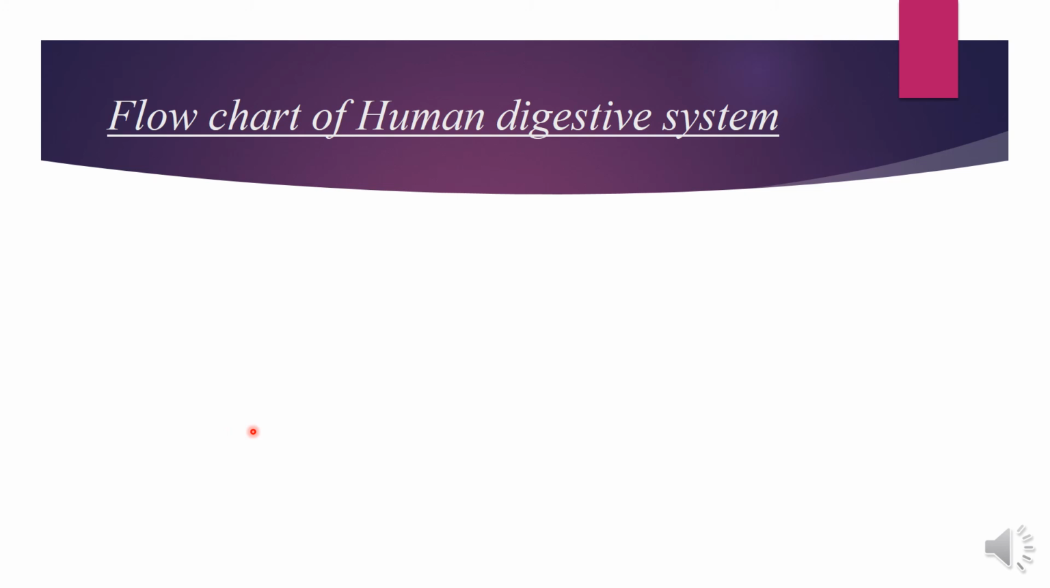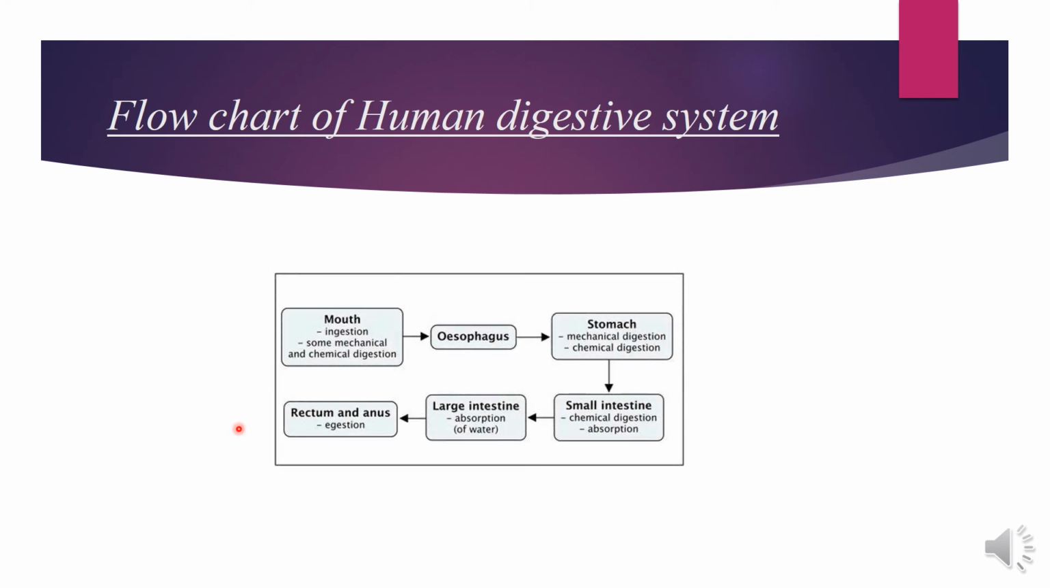Now the next one is the flowchart of the human digestive system. If you observe the flowchart, once again we can recollect it, students. First the food enters the mouth, then some mechanical and chemical digestion occurs, then it enters the esophagus, then the stomach, where mechanical and chemical digestion occur with the help of HCl. Then the food enters the small intestine, where chemical digestion and absorption occur.